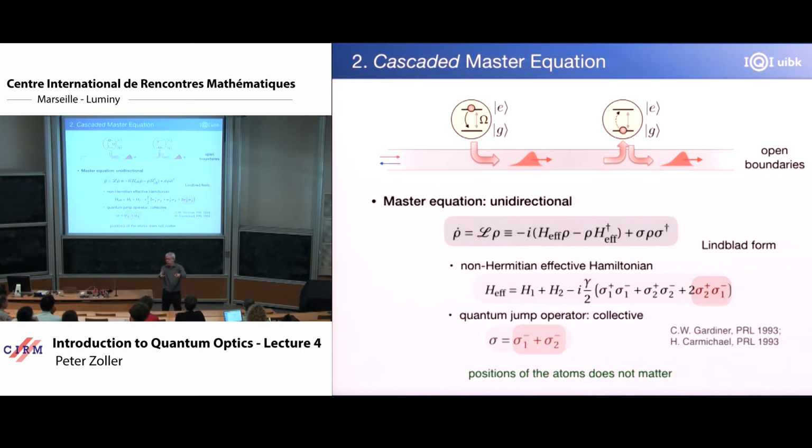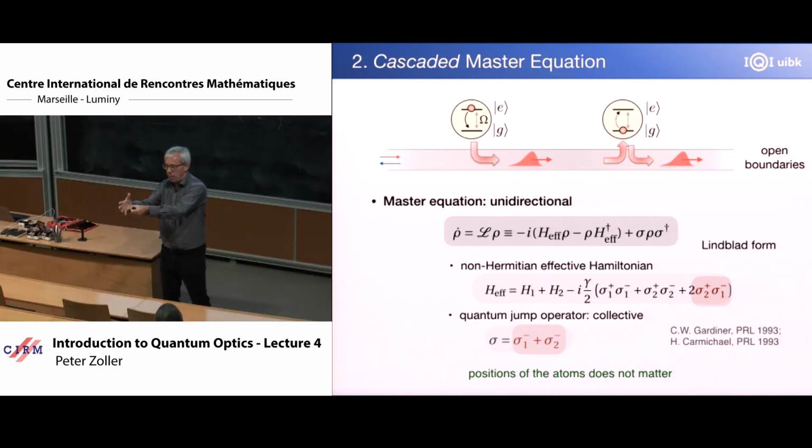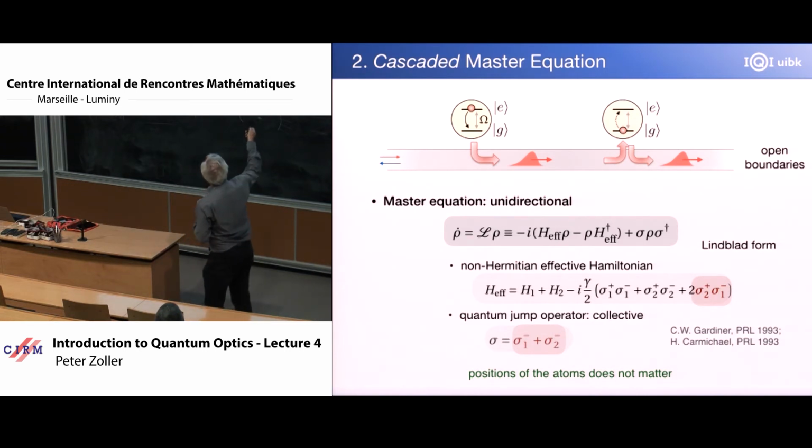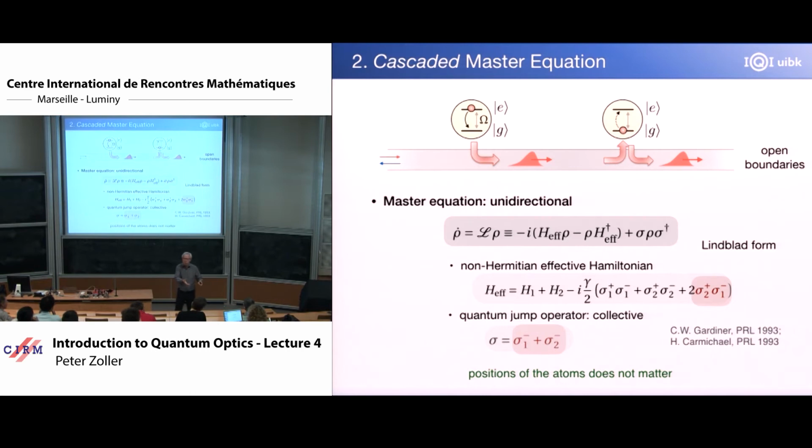So it means that if I take the trace over the second atom, I get the master equation for the first atom alone, and it's a standard optical Bloch equation for the single atom, which has radiative damping, a standard equation. It just never finds out that there's another atom downstream. If you want to do the same thing for the second atom, then of course the first one will appear as a source term, and it will not reduce to the single atom equation.